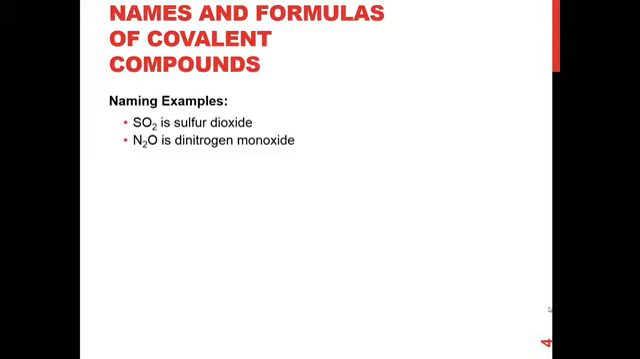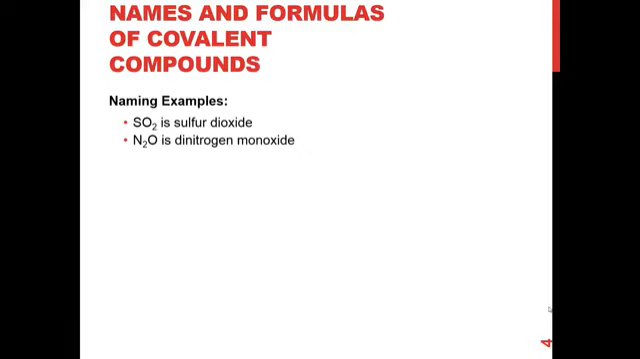A second example, N2O. There are 2 nitrogens and 1 oxygen, so it is dinitrogen monoxide. Notice it's not monooxide. We have dropped the O from the end of mono, so we do not have 2 O's that appear next to each other. Dinitrogen monoxide. If you forget that rule about dropping the O's, just think about carbon monoxide. It's monoxide, not monooxide. We're all pretty familiar with that one.